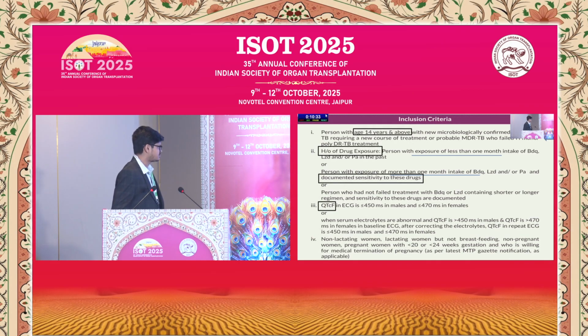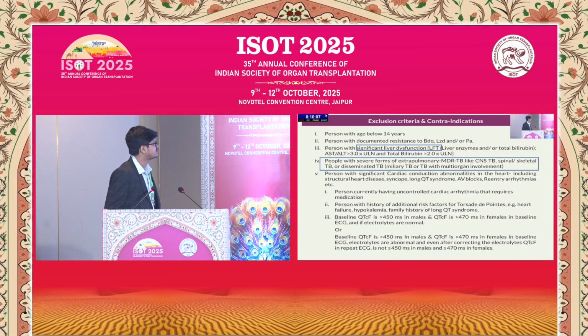And the third thing is QTc prolongation. Moxifloxacin has the highest risk of QTc prolongation, followed by bedaquiline, and then pretomanid and linezolid. If the patient has electrolyte abnormality, then we have to correct it, followed by checking the QTc. If QTc is more than 450, or more than 470 in females, then we cannot use this regimen. In pregnant and lactating women, we also cannot use the BPaLM regimen.